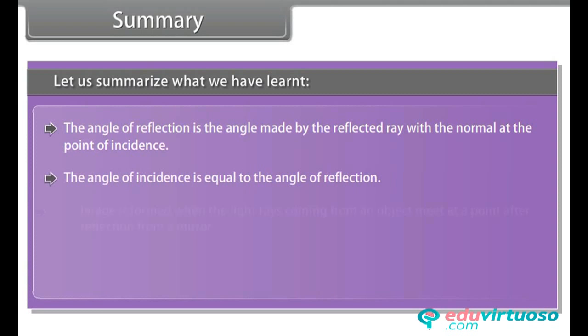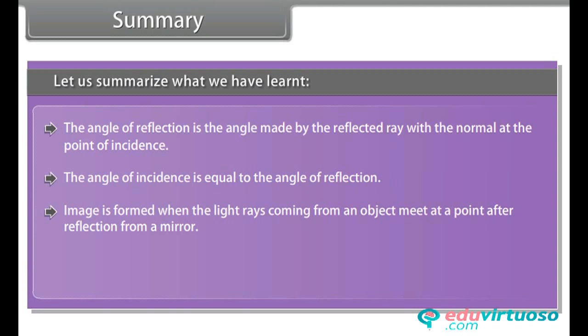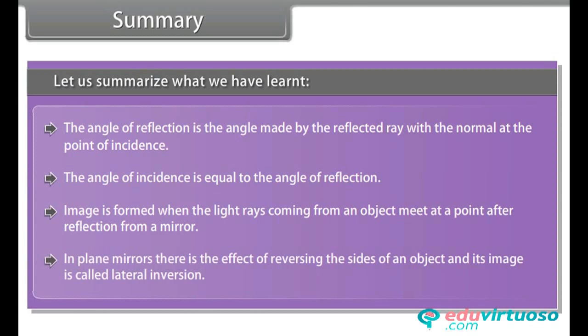Image is formed when the light rays coming from an object meet at a point after reflection from a mirror. In plane mirrors, there is the effect of reversing the sides of an object and its image, which is called lateral inversion.